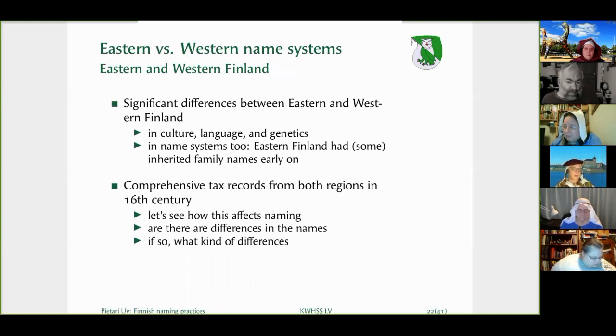But since there are significant differences between Eastern and Western Finland in a variety of ways, in culture, in language, even genetics, the genetic difference between Eastern and Western Finland, or the border, is among the sharpest in Europe. And that these differences exist in name systems as well.